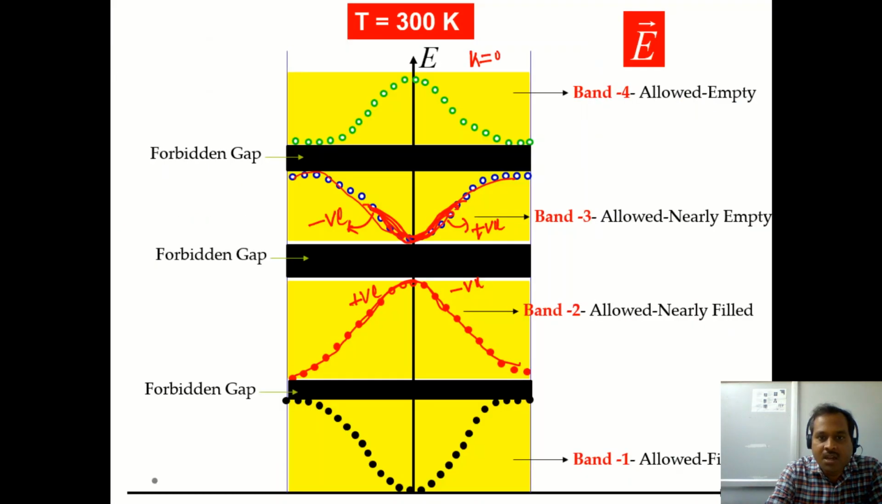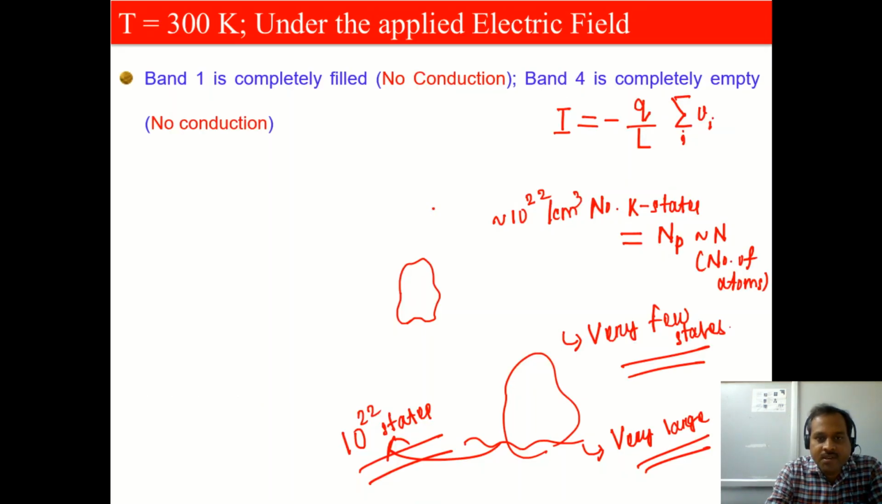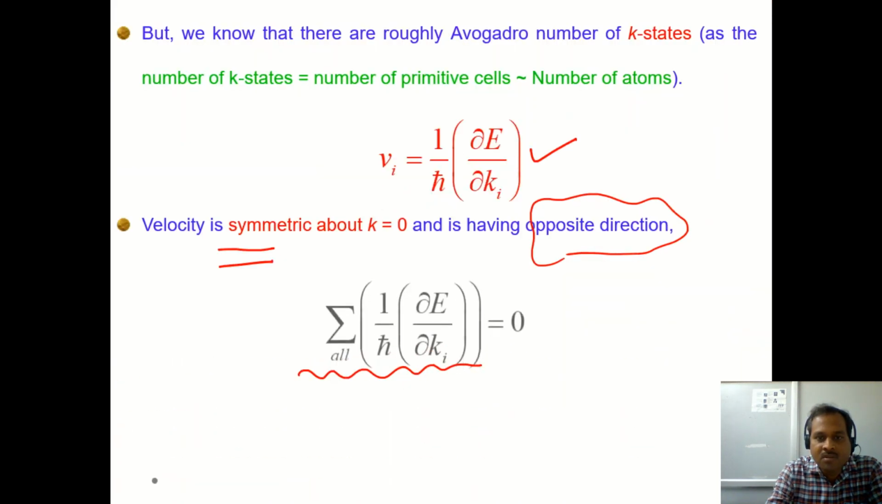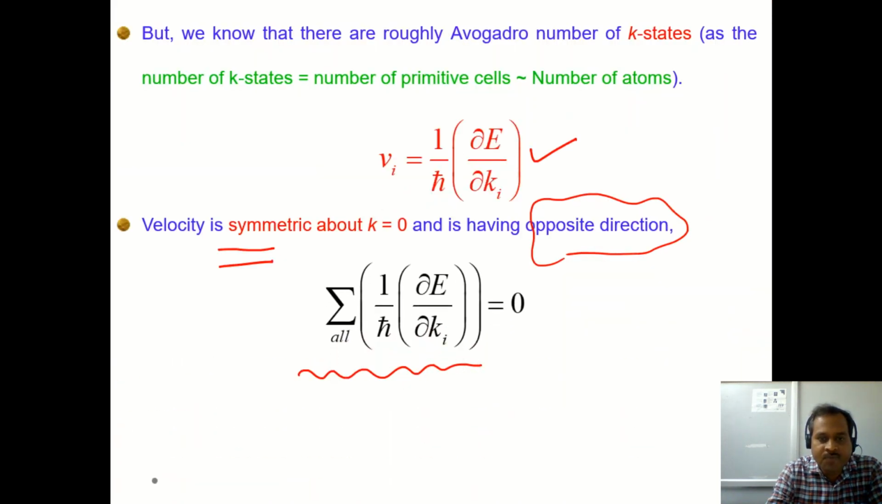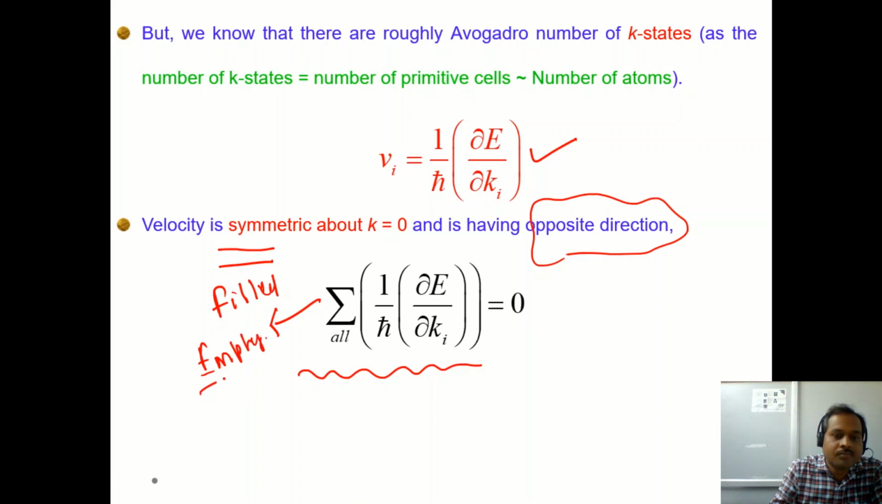Once again, let us go to the diagram to have a better understanding. Since the slope is negative here, the velocity will be negative. That means it will be in the opposite direction to that of this one. Because of this, the net velocity must be equal to 0 due to all the states. And this can be split into filled states and empty states.